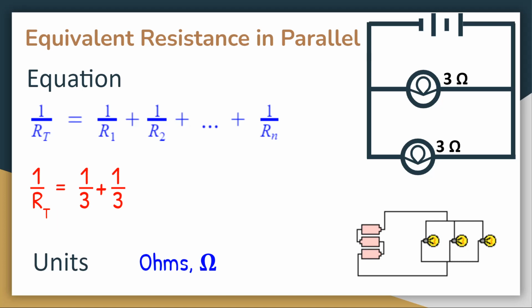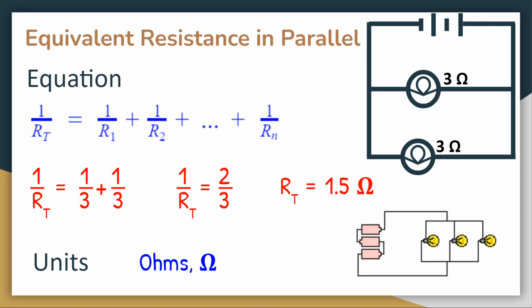So you only add the numerators. Now, that's not the answer, because that's not equal to RT. That's equal to 1 over RT. So you're going to add your fractions, and then you have to flip it. Get the reciprocal, inverse, whatever term you want to use. That becomes 3 over 2. 3 over 2 is 1.5. And so the total resistance of this circuit is 1.5 ohms.